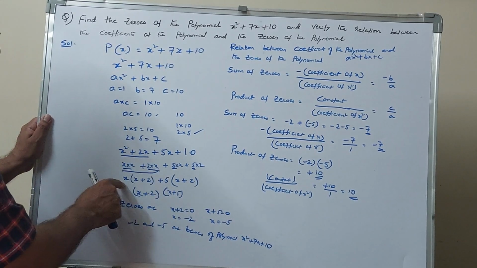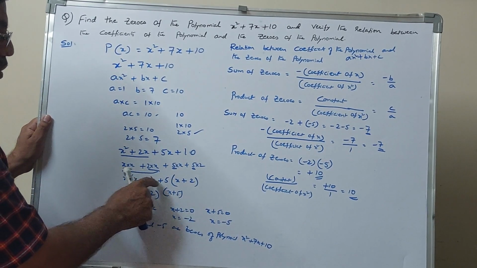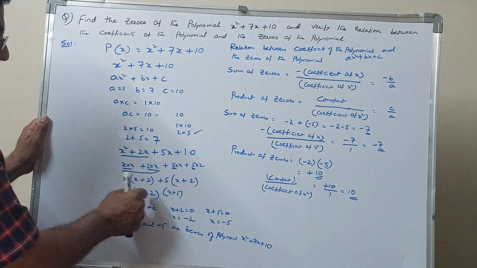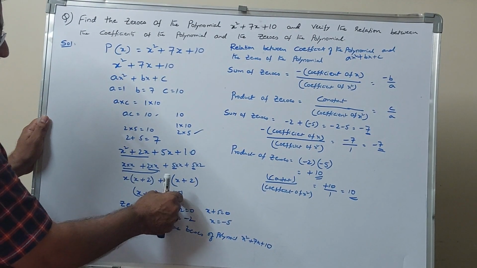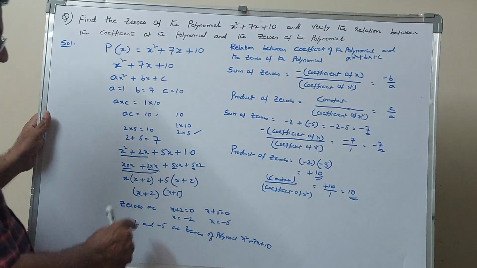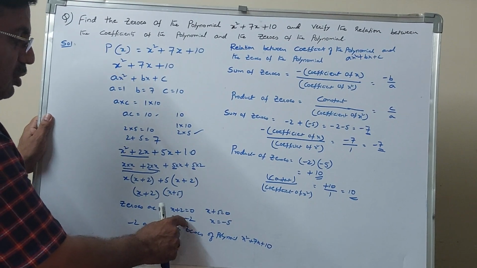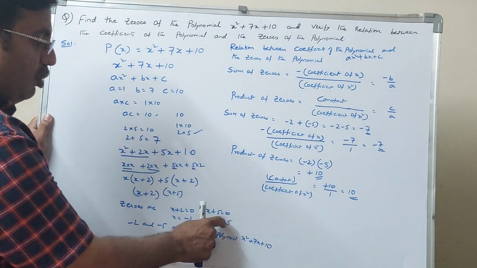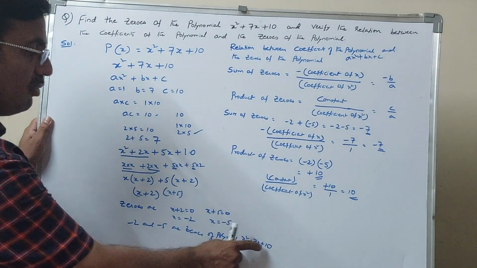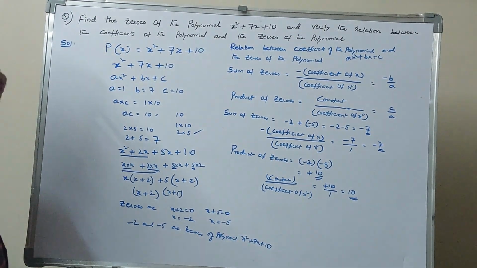So in these two, if you take x common, you get x plus 2, and in the other two, 5 is taken as common, x plus 2. So in both these, you take x plus 2 as common, you get x plus 5. So x plus 2 into x plus 5. So zeros of the polynomial are x plus 2 is equal to 0, means x is equal to minus 2, and x plus 5 is equal to 0, x is equal to minus 5. So minus 2 and minus 5 are the zeros of the polynomial x square plus 7x plus 10.